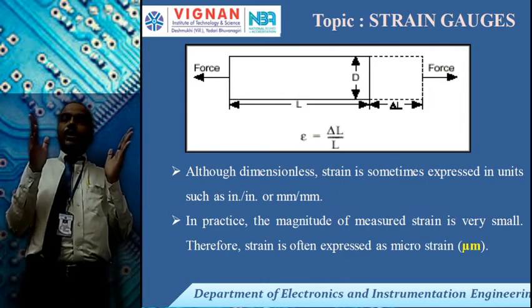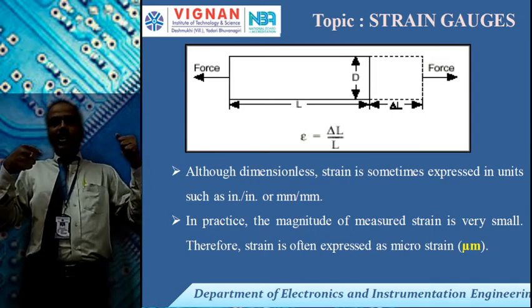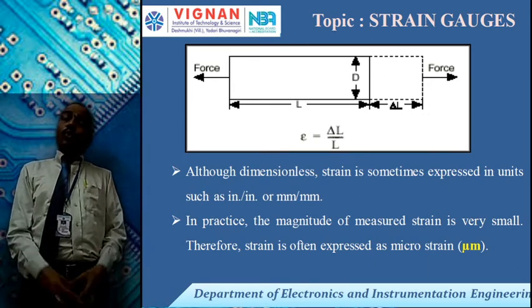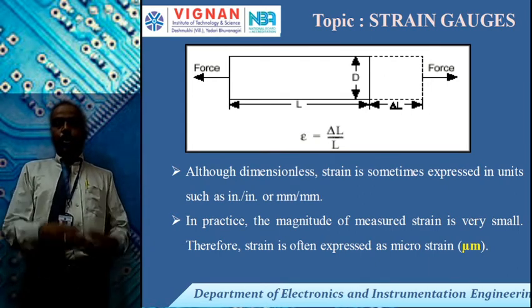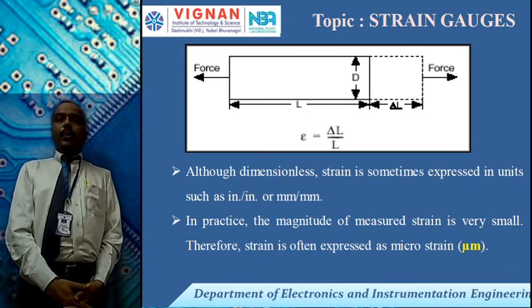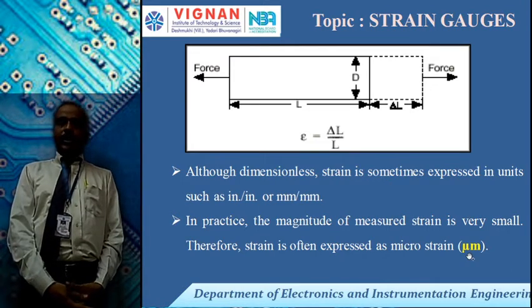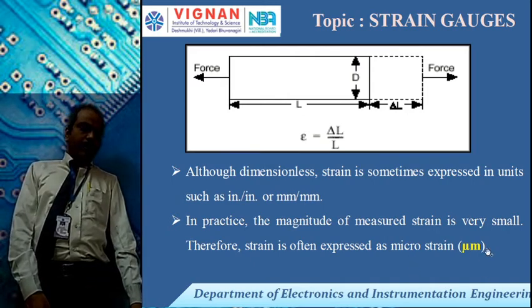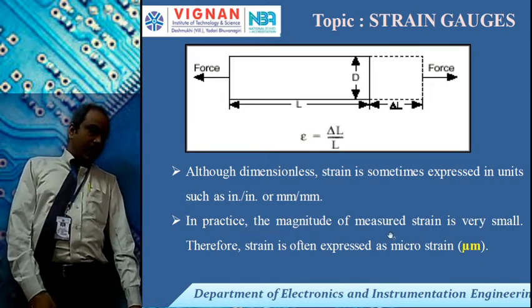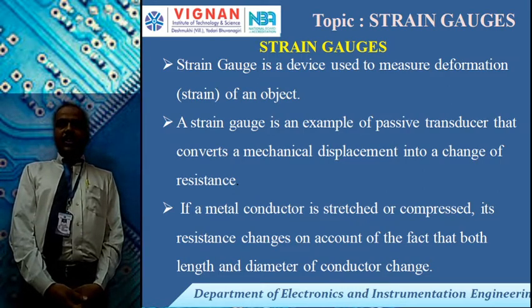If you have a 1 meter body, by applying some compression or elongation force, the change in length may be in the form of millimeters, 0.1, 0.01 mm sometimes in the industries. So 0.01 divided by meter comes in the form of 10 power minus 6. That's why sometimes we specify in terms of microns, micrometers. So micro strain can be epsilon into 10 power minus 6. So now that is about the strain.